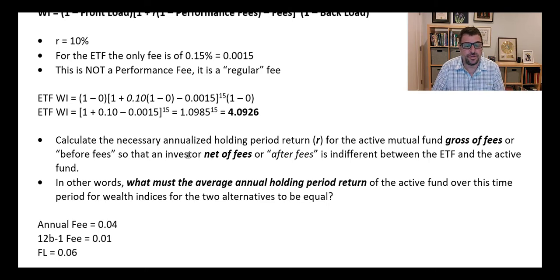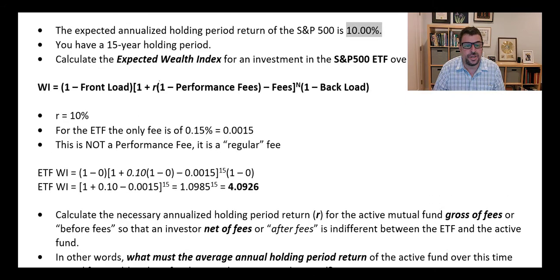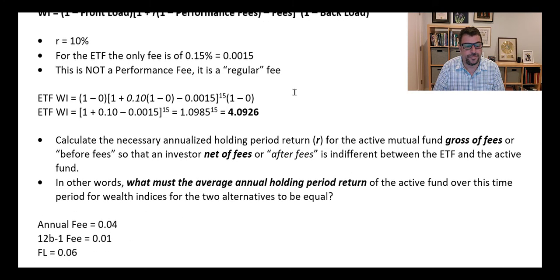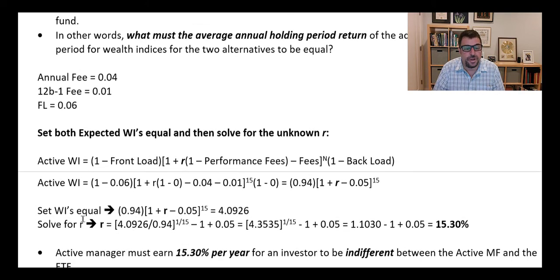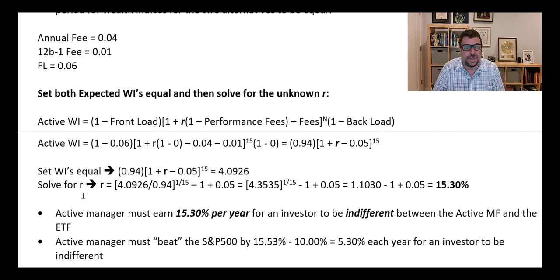that the investor must earn, so that net of fees or after fees, the investor is indifferent between the ETF and the active. That's how we'll ask this question. How much does this manager need to earn here to account for the front load, the high annual fees over that 15-year period? And so here's the annual fee for the fund, here's the 12B1 fee for the fund, and here is the front load. And so we set both of the WIs equal, and we solve for the unknown R.